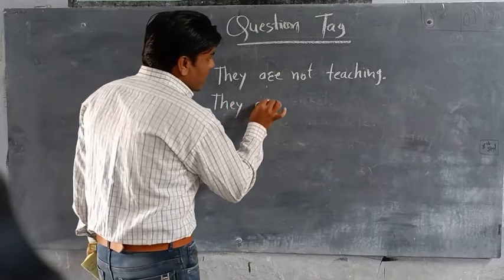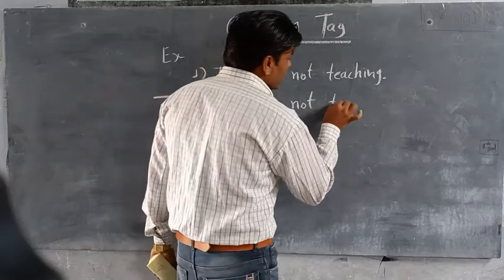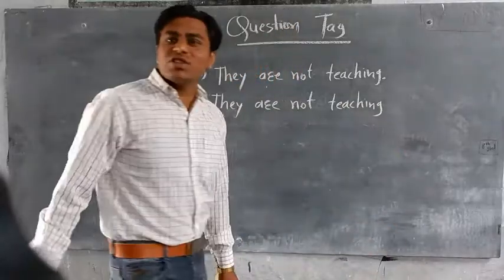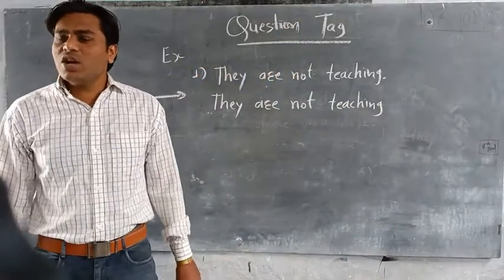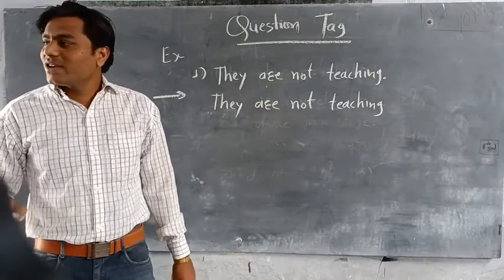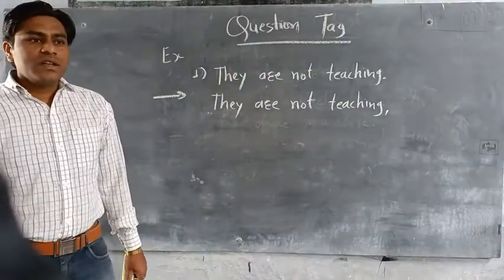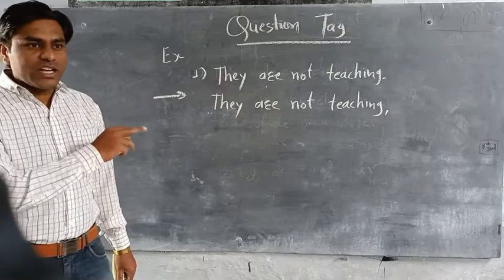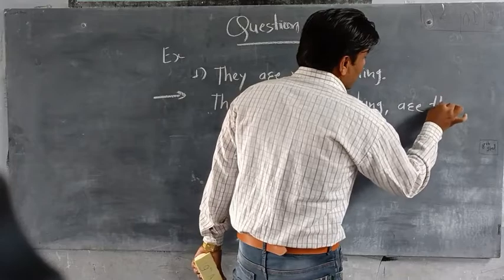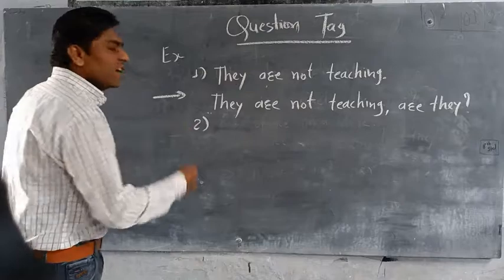They are not teaching. Then we have to remove the full stop, and put the comma. Now see. Are they? Because the auxiliary verb is there. Are they?